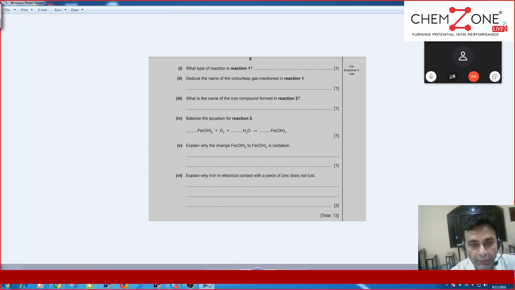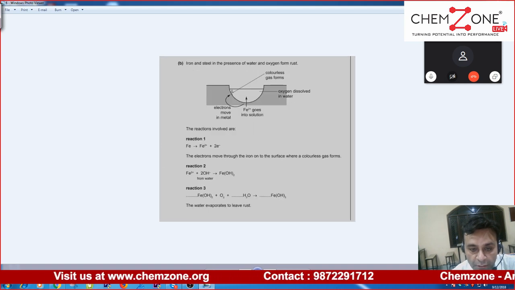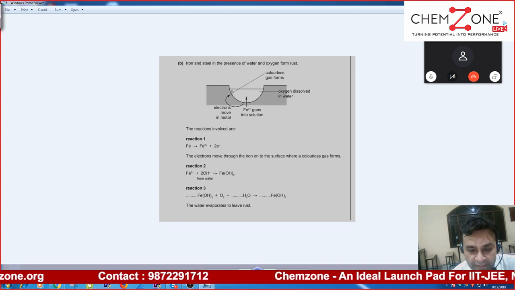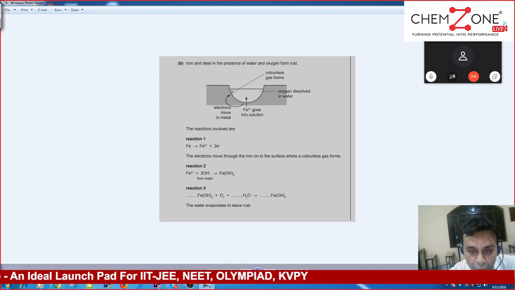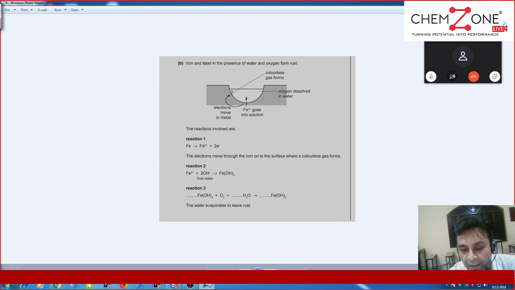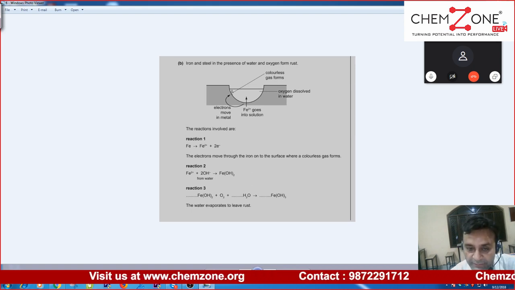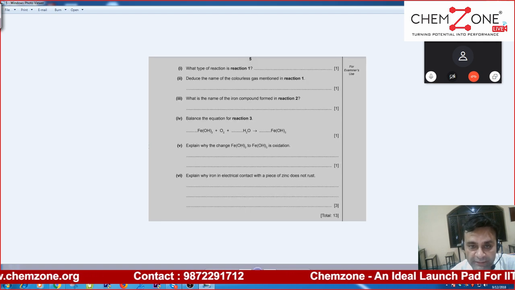Second part is deduce the name of the colorless gas mentioned in reaction one. In the reaction, we don't have any gas. Okay, the electron moves through the iron onto the hydrogen where colorless gas is formed. So hydrogen gets reduced, and H2 gas is formed. In the presence of water that gains electron and becomes hydrogen. So the second answer is hydrogen gas, H2 gas.